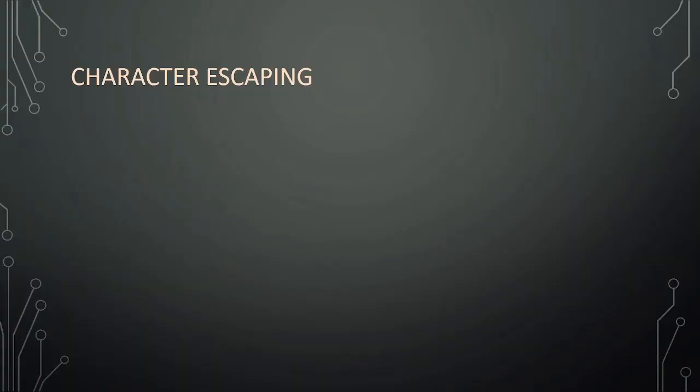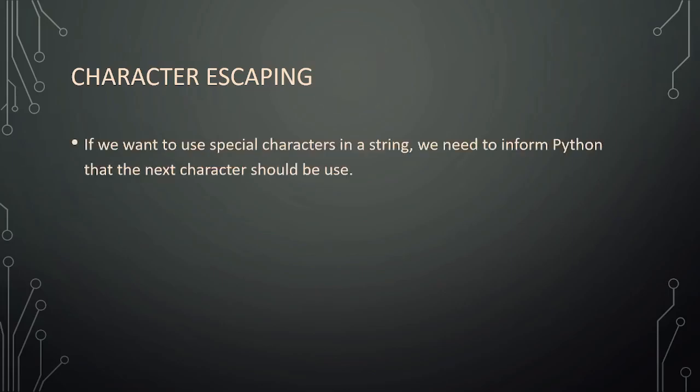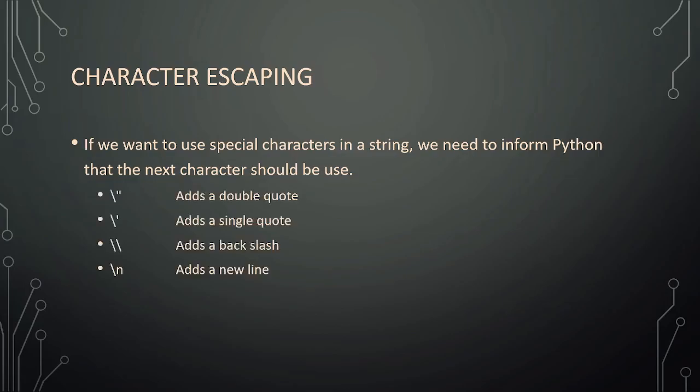Next, we'll look at character escaping. Now, character escaping is really useful because sometimes there are characters we want to use that either aren't on our keyboard or could cause some errors because we've used them as our quotes or apostrophes. So these are special characters that we want in our string, and we use this to inform Python that the next character is actually going to be used as something. So here's some examples. I can use that backslash character and then a quote, and what that does is it adds a quote into my string. I can do the same with the single quote, and I'll add that into the string.